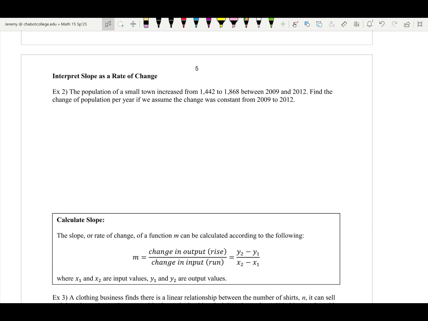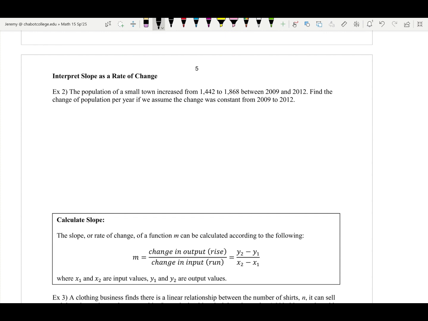So interpreting slope as a rate of change. This is really what we care about in this class. We are going into calculus here, and calculus, as we'll see, is all about rates of change. So let's see how we can deal with and benefit from linear functions with this interpretation.